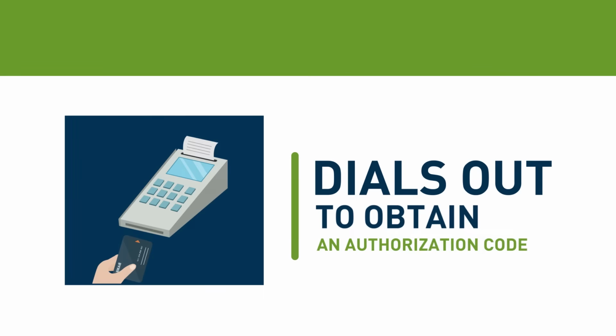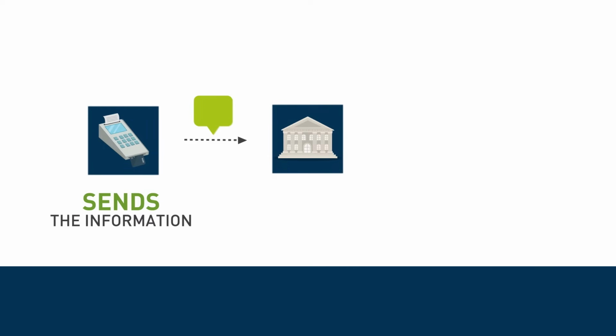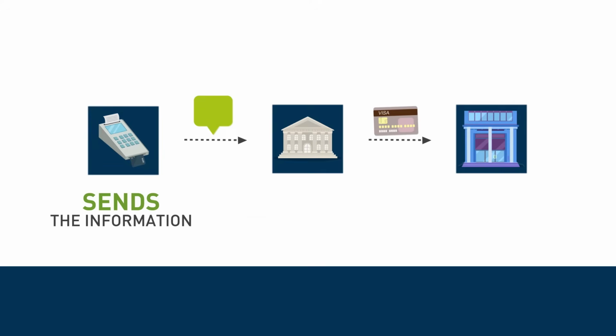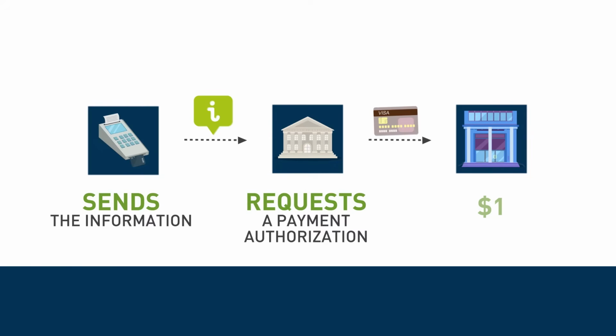Here's what happens next. First, the POS terminal sends the information to the acquirer. The acquirer sends the details to the issuing bank via the credit card network, let's say Visa, and requests a payment authorization for a $1 transaction from the issuing bank.